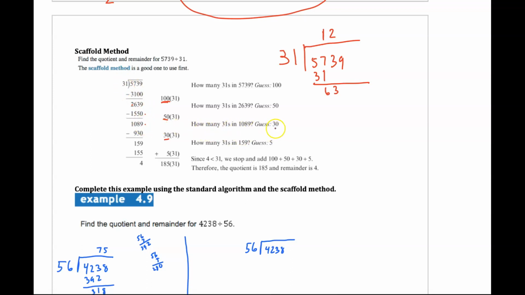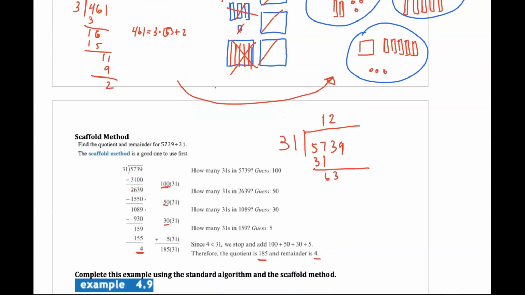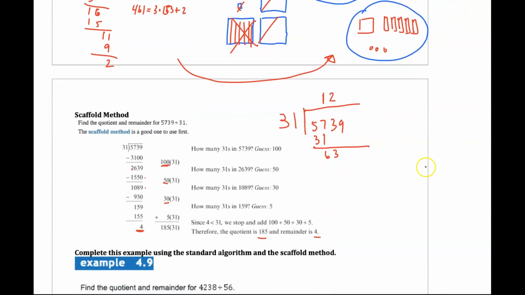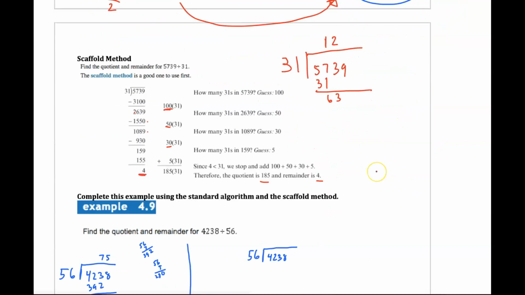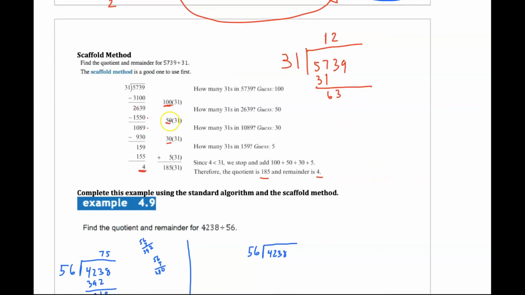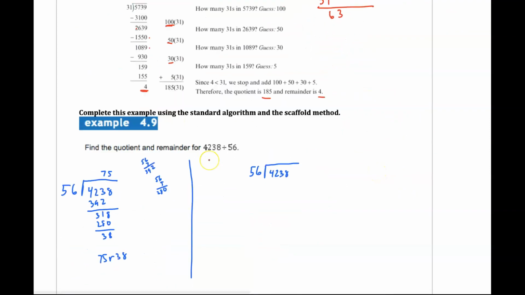Notice, right? Let's guess. 30? Yeah, 30 works. 930. How many times does 31 go into 159? 5 times. There you go. And you end up with your answer. So you end up getting 185 remainder 4. It's a lot more work, but it's systematic, versus I see students do a problem like this and they have a whole bunch of multiplications on the side trying to figure out the exact number. Here, the advantage is I don't need an exact number.